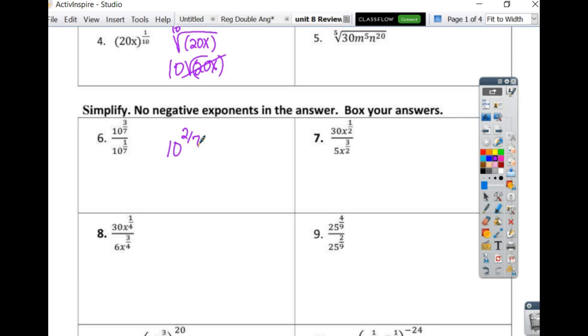So what's the base on number 7? 5x. The x is the base, but 30 divided by 5 gives me 6, and then I get 1 minus 3, which is negative 2 over 2. And what is the negative 2 over 2 reduced to? But no negative answers. So where does the x to the negative 1 go? Goes to the bottom. So you have 6 over x, and that's your answer.